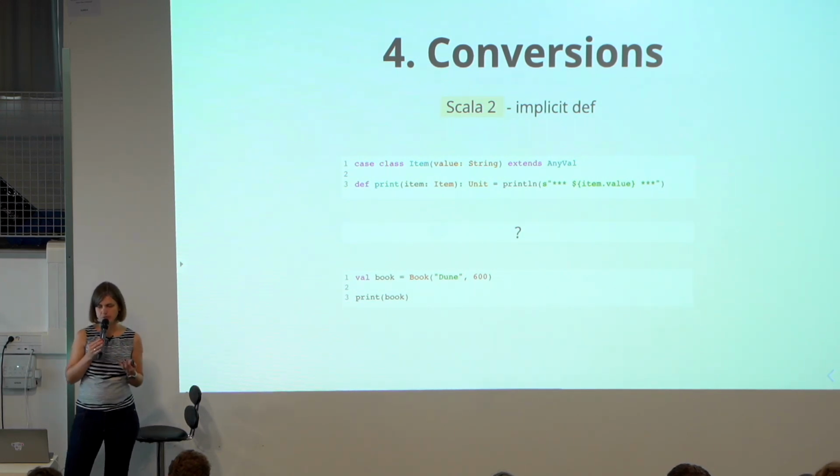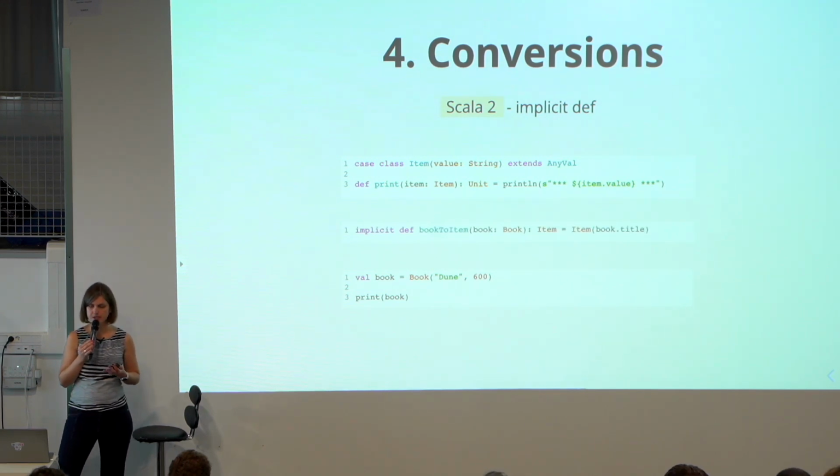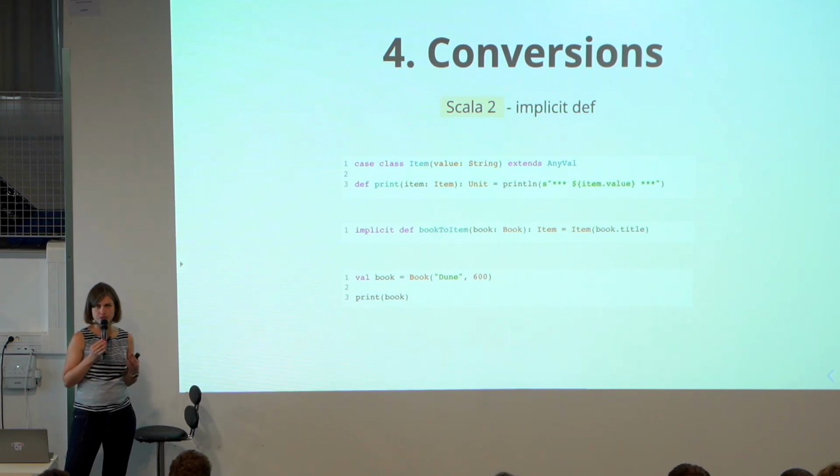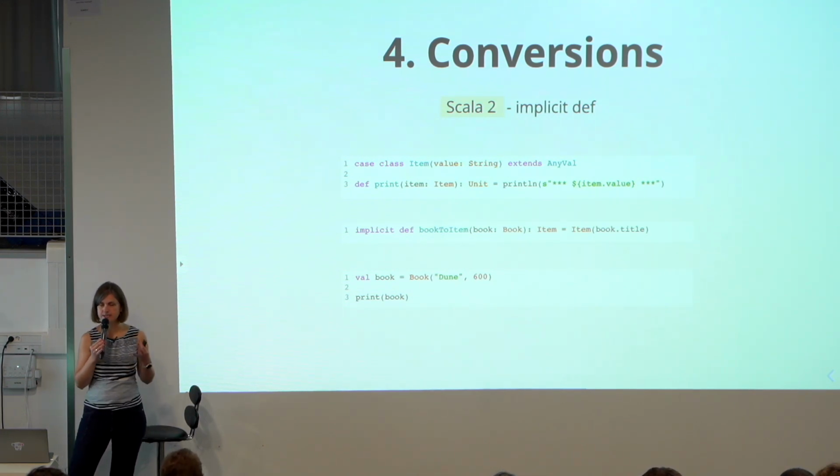So what do we do? In Scala 2, we can define an implicit conversion with an implicit method. So we call it bookToItem, whatever name. It operates on the book type and returns the item type. And the definition of the method is just to use the constructor. And if we have such an implicit in scope, then the code at the bottom compiles. So we can have the print method. The compiler knows how to treat book as an item.